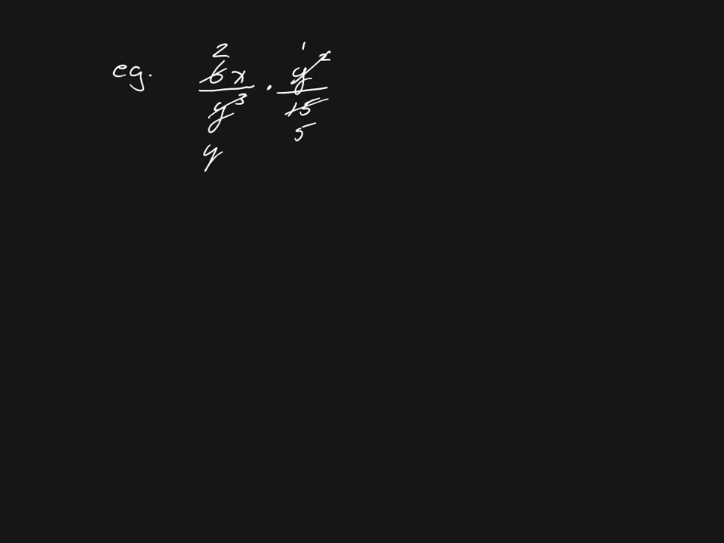Once we're done reducing, what we're going to do is multiply across everything we have. Does everyone see that x down there? It didn't disappear, did it? So we have 2x on the top, and over what? 5y. Perfect. And that's your answer, all right?